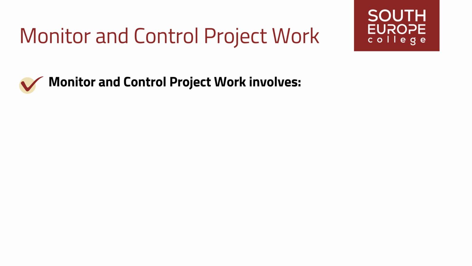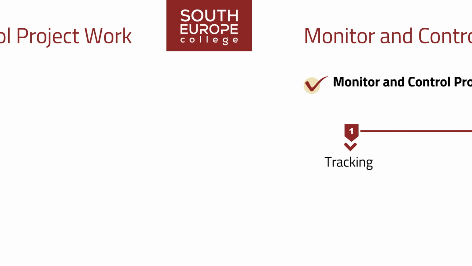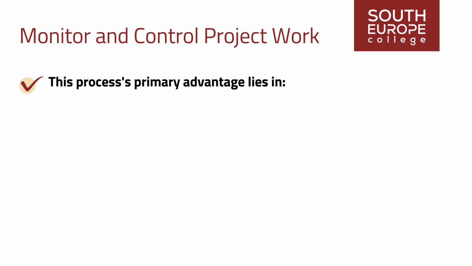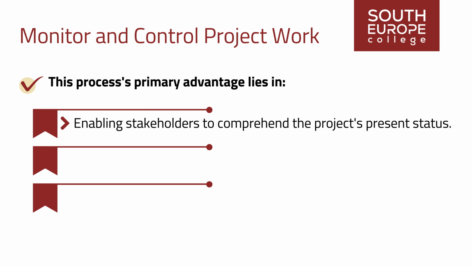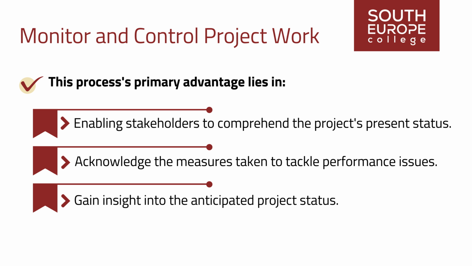Monitor and control project work involves systematically tracking, reviewing, and providing updates on the overall project advancement against the performance objectives outlined in the project management plan. This process's primary advantage lies in enabling stakeholders to comprehend the project's present status, acknowledge the measures taken to tackle performance issues, and gain insight into the anticipated project status, including forecasts for costs and schedules.